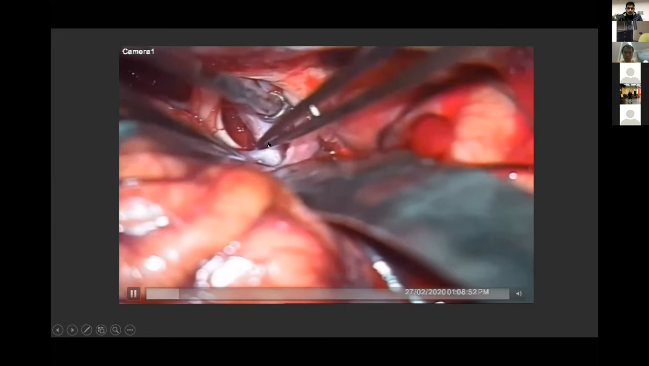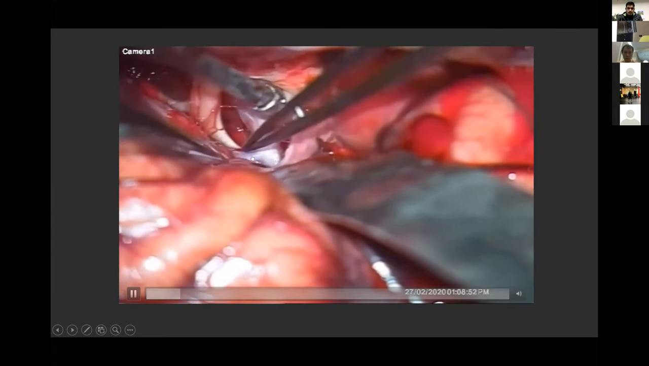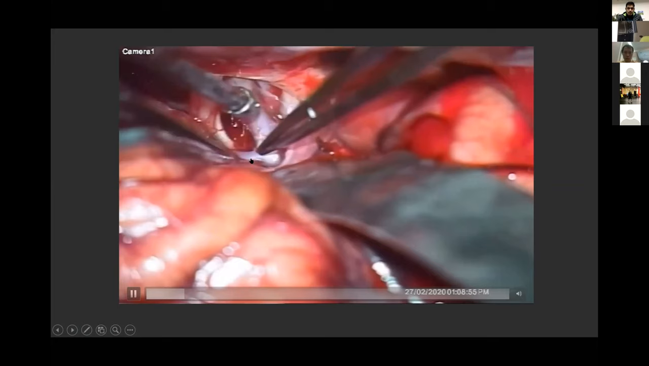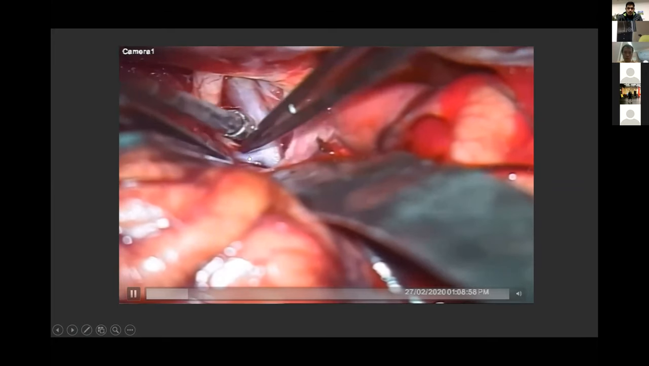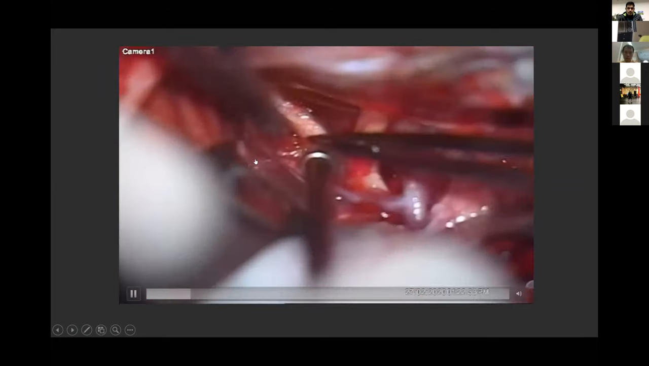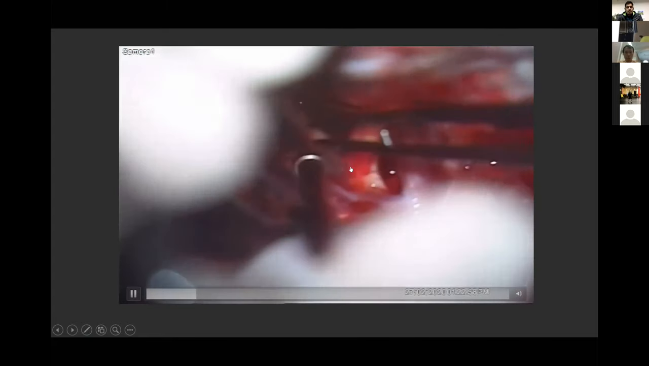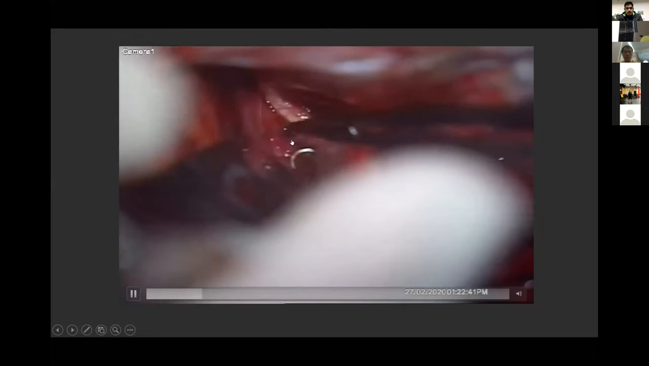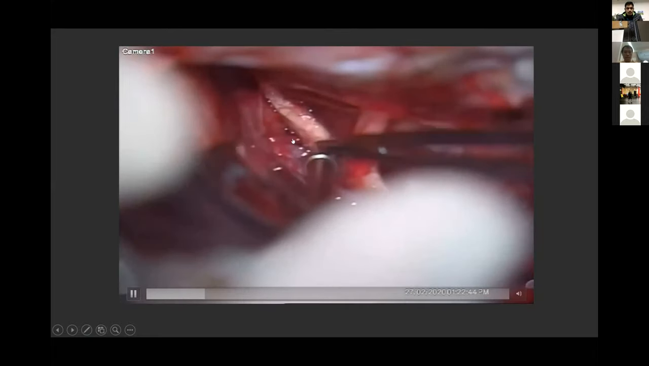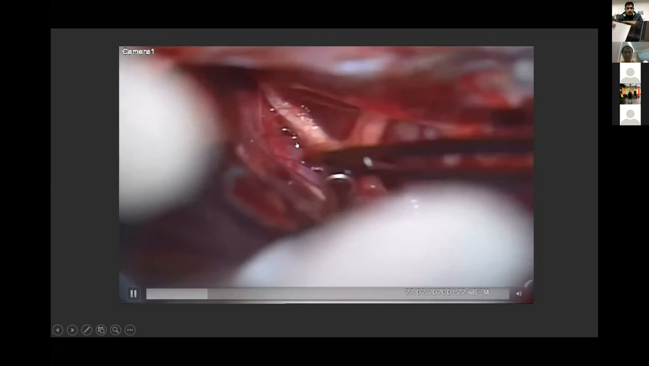I get the bifurcation and the ipsilateral A1, which is the non-dominant. Even if it is hypoplastic or not, always put a temporary clip on it because it will always bleed. Then I will go to the contralateral left optic to get the contralateral A1, which is the dominant one.